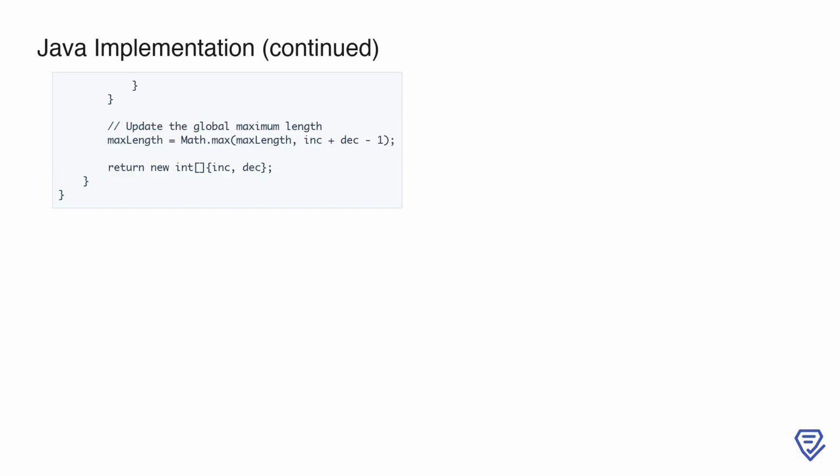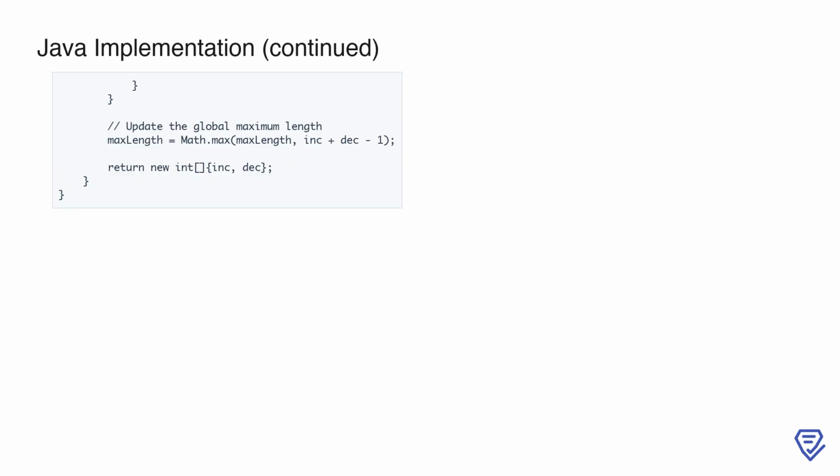If the right child exists, we call DFS on it and compare its value with the current node's value. If the right child's value is 1 less, we update the dec variable to reflect the longer decreasing sequence. If the right child's value is 1 more, we update the inc variable to account for the longer increasing sequence.